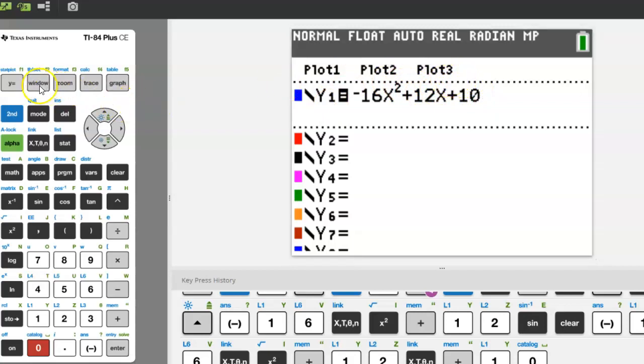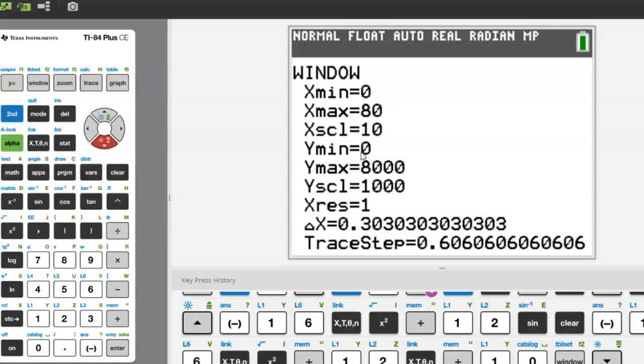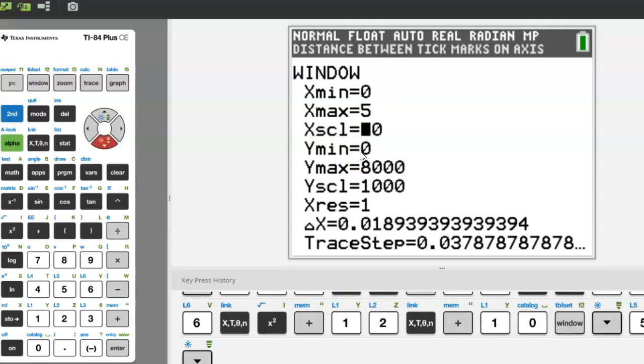Before we graph this though, we need to change our window settings, because we have these huge numbers in our window settings. Yours might be a little bit different. Our table goes from 1 to 10, but we might go further than 10 units. Looking at the previous example, our table goes from 0 seconds to 1 second. So let's go from 0 to 5 seconds. We're just going to play around with this and guess. And our x scale will count by ones.